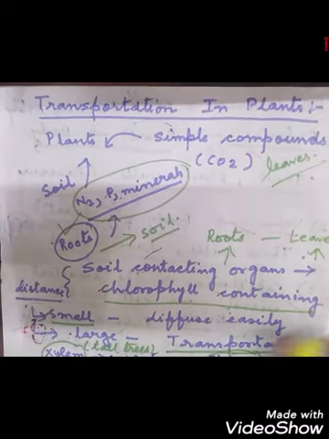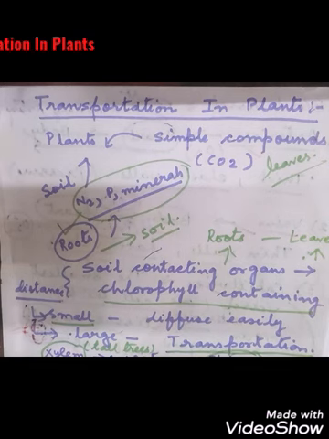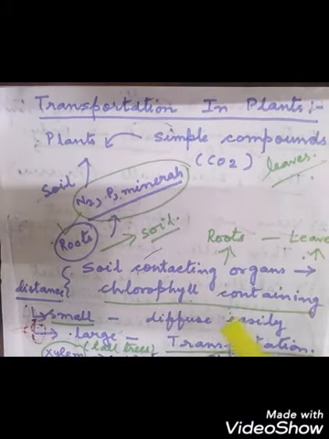Now we come to transportation in plants. So as in human beings and other animals there is transportation, similarly transportation is also present in plants. Plants take in simple compounds such as carbon dioxide and then start photosynthesizing, and where do they photosynthesize? In the leaves.